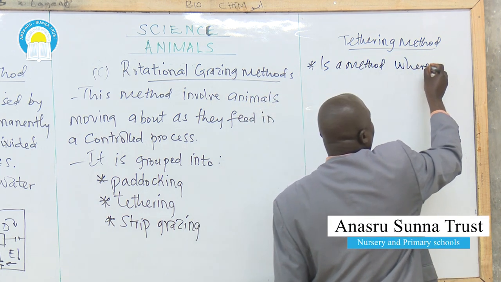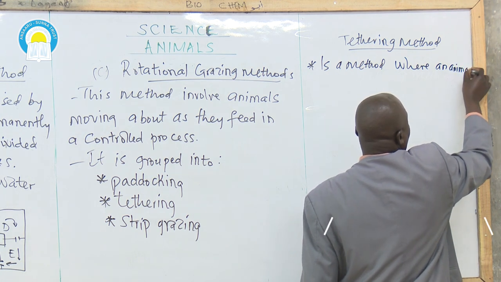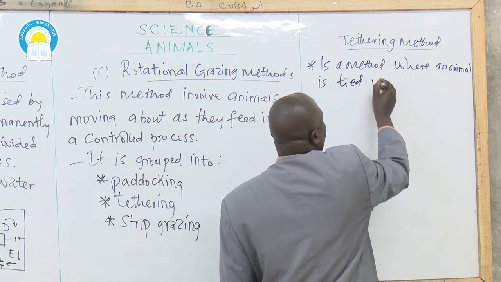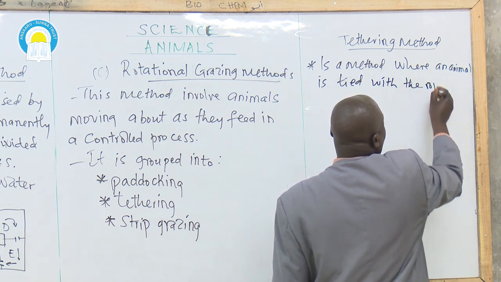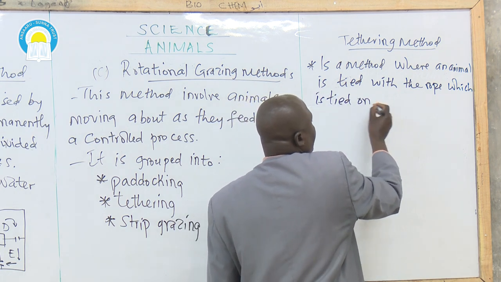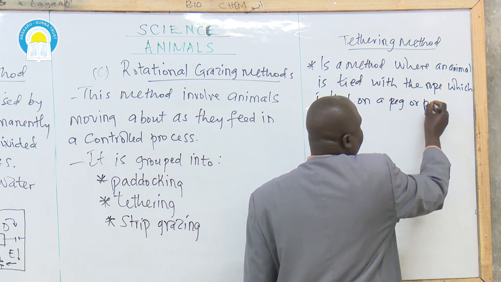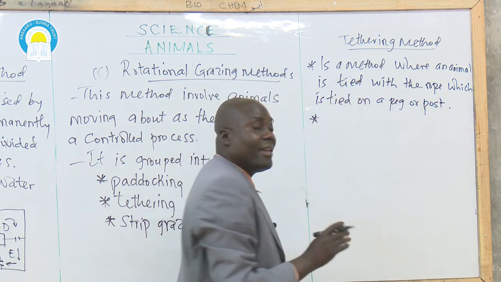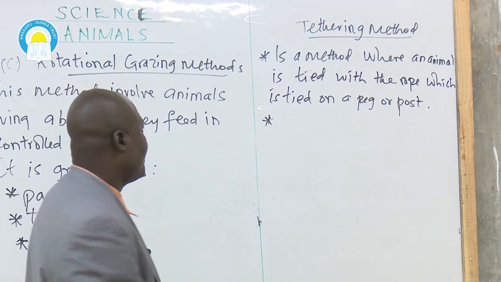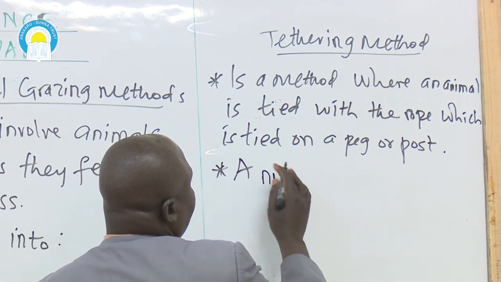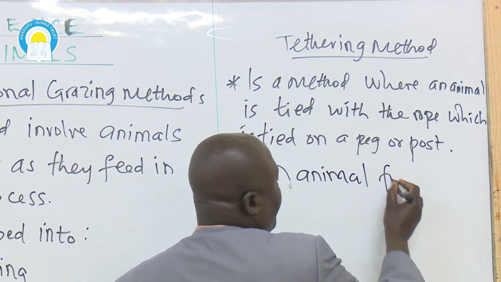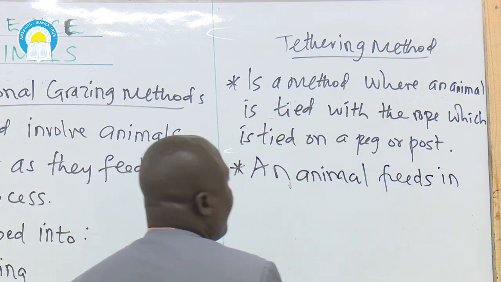It is a method where an animal is tied with a rope, which is tied on a peg or post. So you find that with this method, the animal will be feeding in a circular area, which is also called the circumference. So an animal feeds in a circular area.